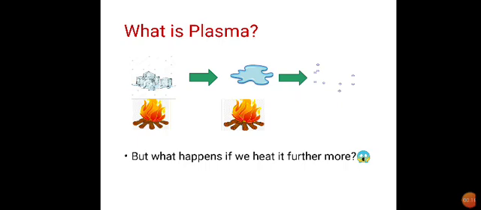Suppose if we heat some ice cubes, then we know that it will transform into water. If we further heat water, then it will be converted into gas molecules. But what happens if we heat it further more?